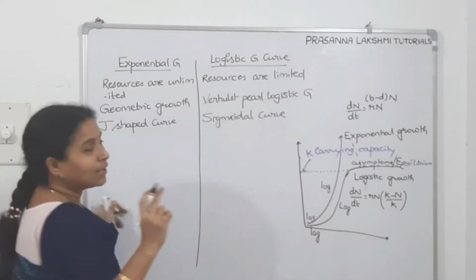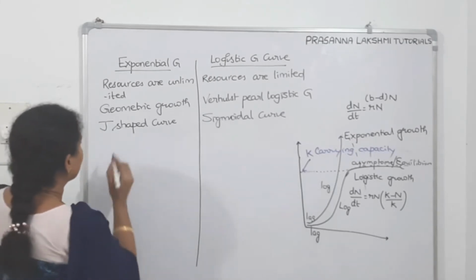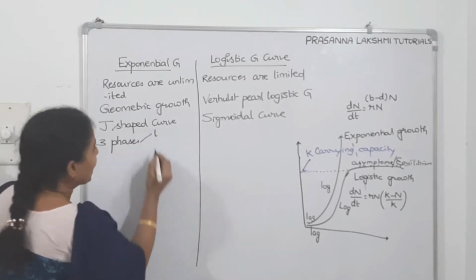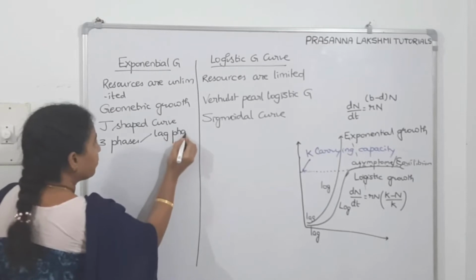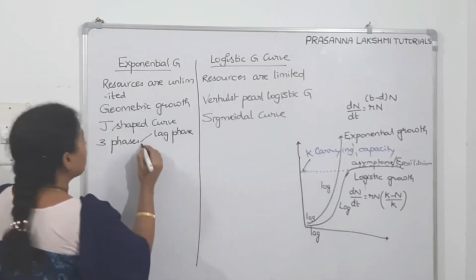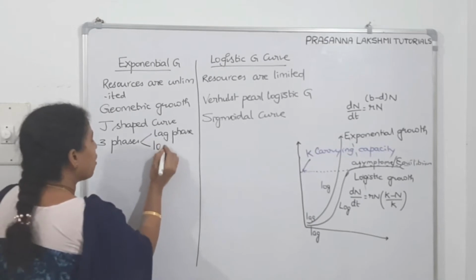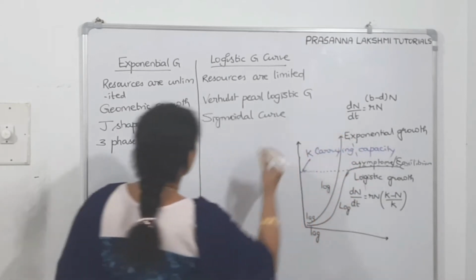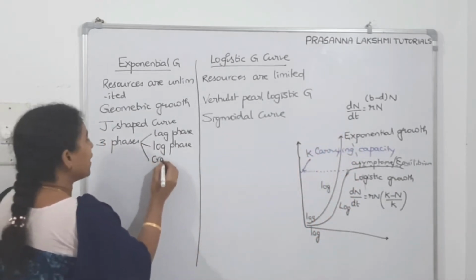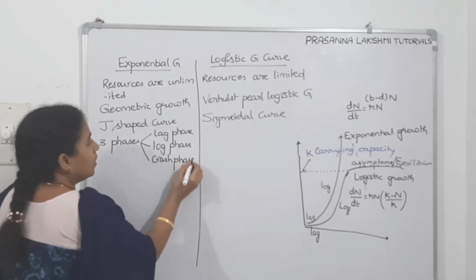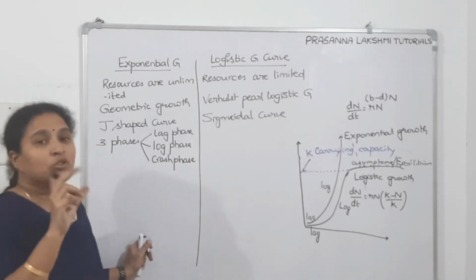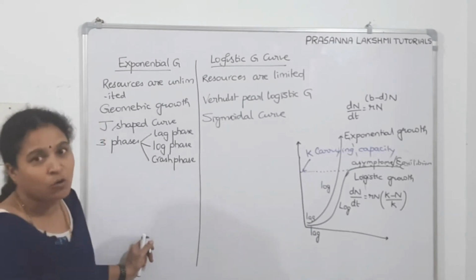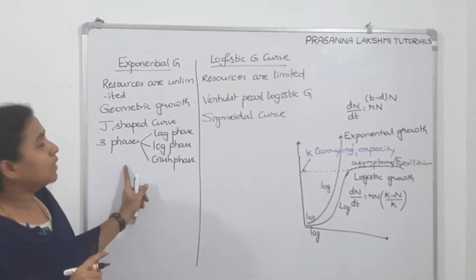So if we have to see, what are the three phases in the exponential growth? There are three phases. The first one is the lagging phase, which is called lag phase. This one is a lag phase, followed by the peak rise, that is called log phase, which is the exponential phase. Now this one is a log phase, followed by the crash phase. Even though you provide unlimited resources, every organism has a lifespan, after that it will die. So when the death happens, they'll crash down. So there's a crash phase in the exponential.